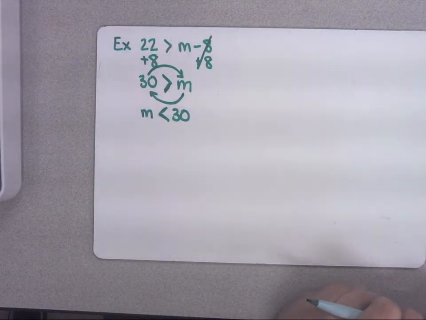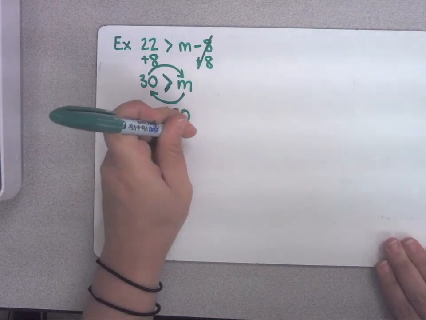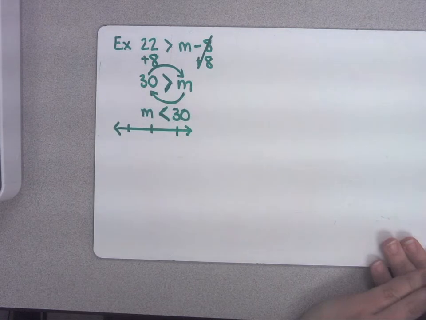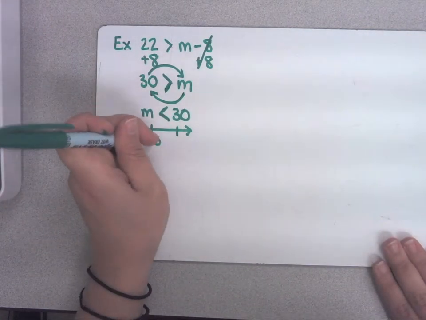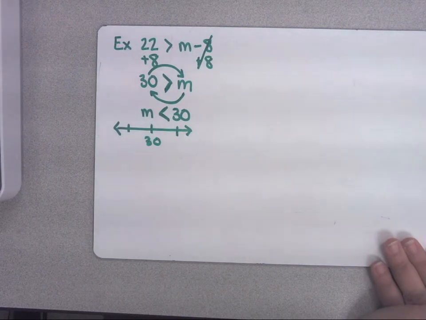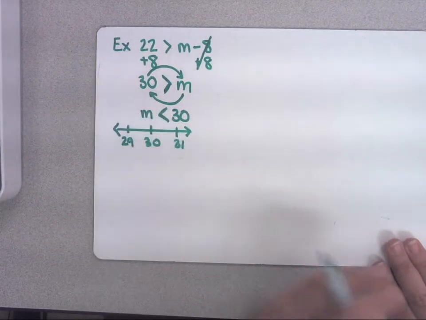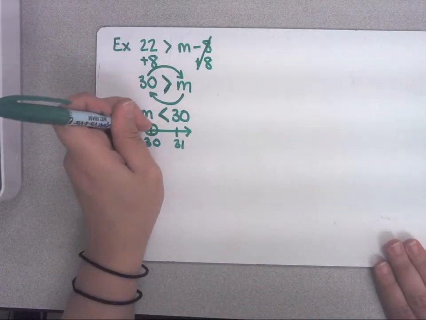Now that M is on the left side, we can graph it. Three tallies. Always put the number we have on the inside. Gage, what other two numbers am I going to use? Okay, 29 and 31. I like it. Keep it easy. Bella, open or close circle? Open.